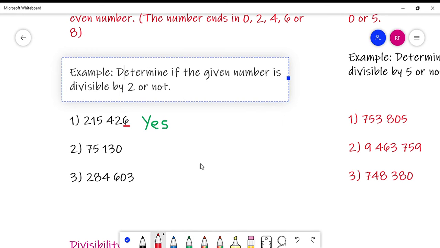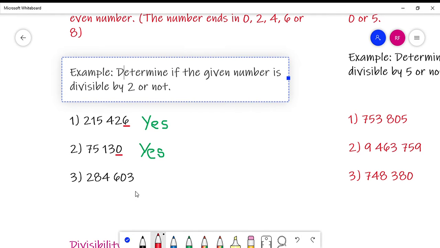Next, number 2. So we have 75,130. The ones digit of this number is 0. So 0 is an even number, therefore this number is divisible by 2. Okay, so isn't it hard?